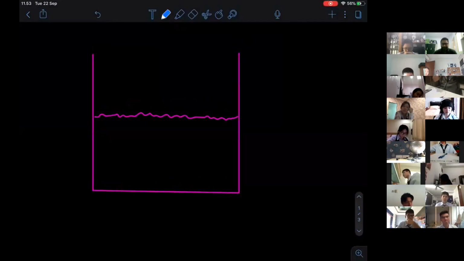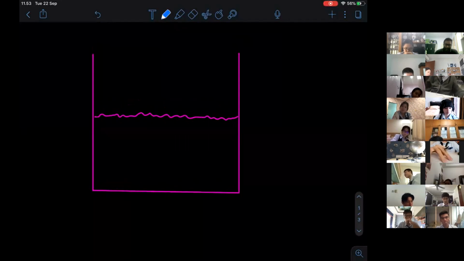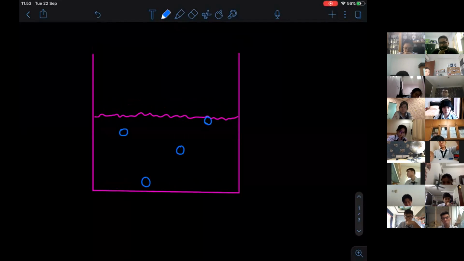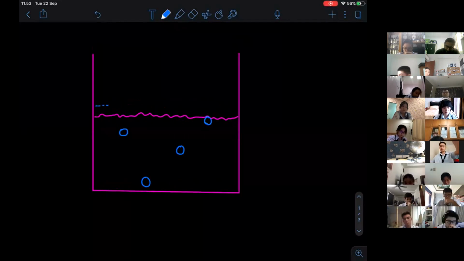So when you have a beaker full of water, we know that you will have water molecules here and then water molecules everywhere. So let's actually focus on the water molecules around here. What happens near this area? It means something will happen somewhere here.